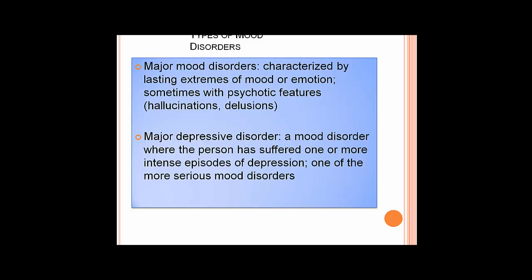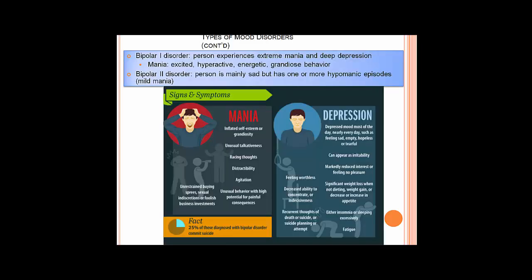Types of mood disorders. There are major mood disorders, and these are characterized by lasting extremes of mood or emotion. Sometimes they even have some psychotic features. Major depressive disorder, and a lot of the drug companies are making big bucks selling Prozac and Lexapro and what have you because of major depressive disorders. And this is a mood disorder. The person has suffered one or more intense episodes of depression and serious mood changes and alterations.